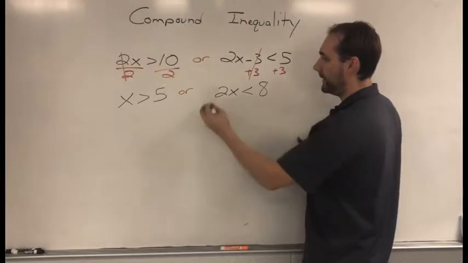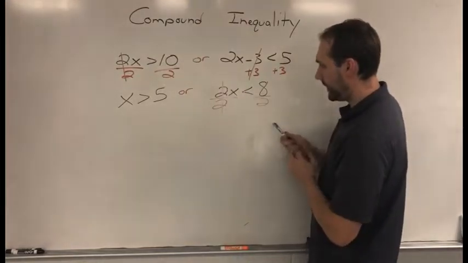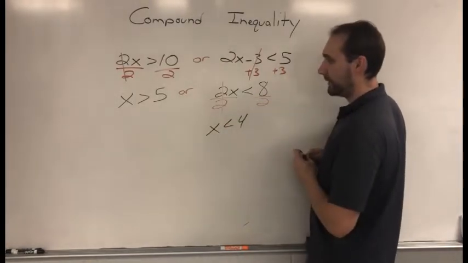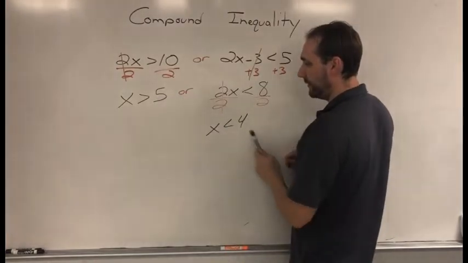Last but not least, once again, how do you get rid of a 2 being multiplied? You divide by 2. And I have x is less than 4. So my solution is x is greater than 5 or x is less than 4.